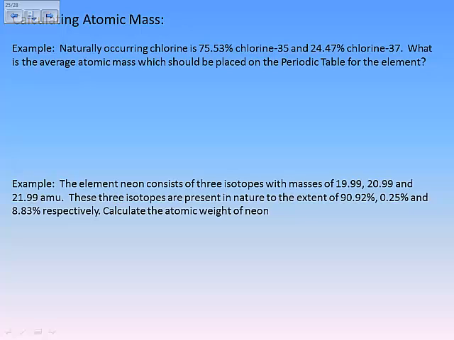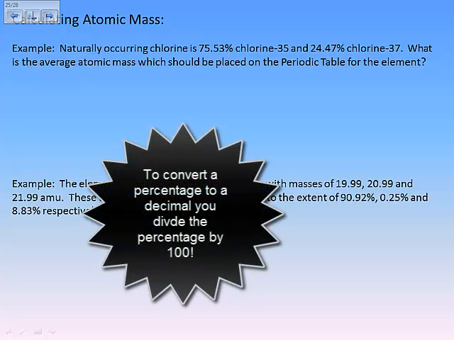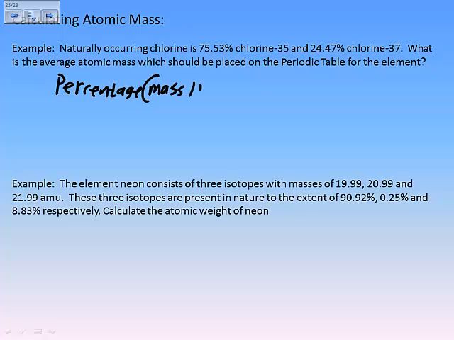When you get these percentages, you're going to convert your percentages to a decimal. You do that by dividing by 100. So what we're going to do is take the percentage and then multiply it by the mass number. And we're going to keep on doing that for however many we have. So if we're trying to find the atomic mass we'd put on the periodic table for chlorine, we have 75.53% chlorine. So we turn that to a decimal form. We're going to divide that by 100. So it should be a decimal.